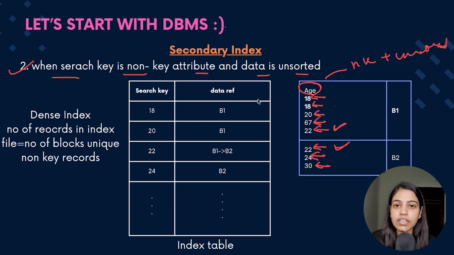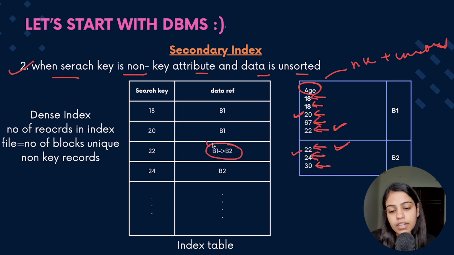So how will we mention that in our index table? What we will do is first provide an entry for each and every unique non-key record in our index table, and whenever we find that for a unique non-key record there is some entry present in B1, B2 or different blocks, we'll represent it in the form of a linked list.